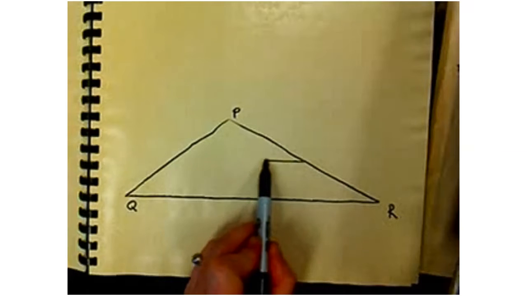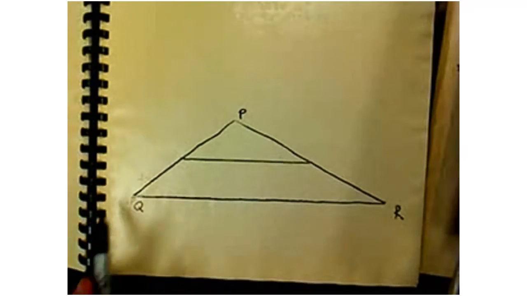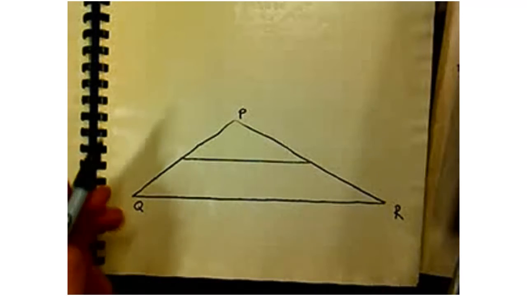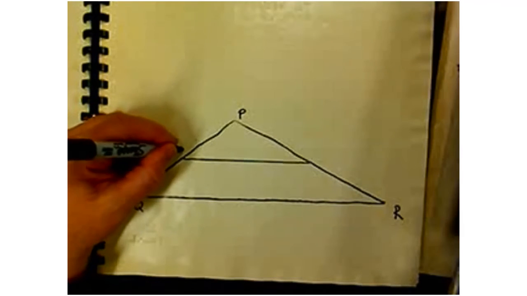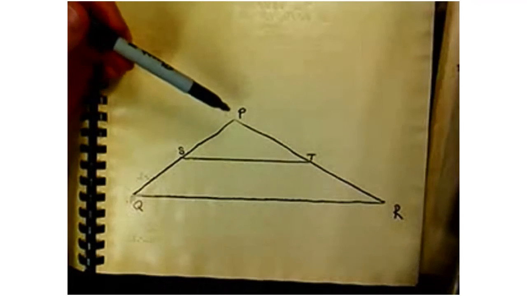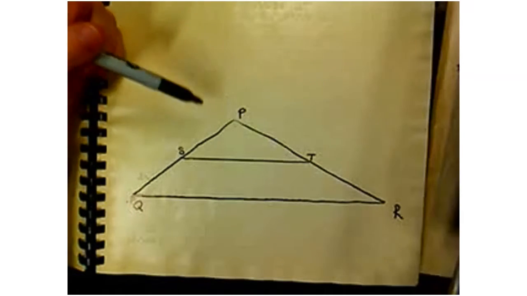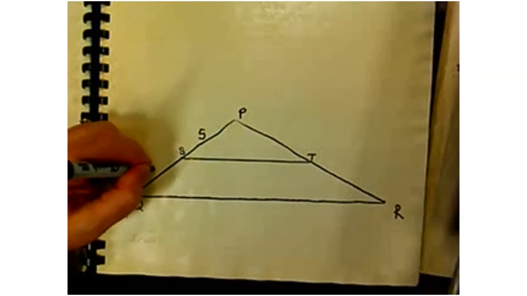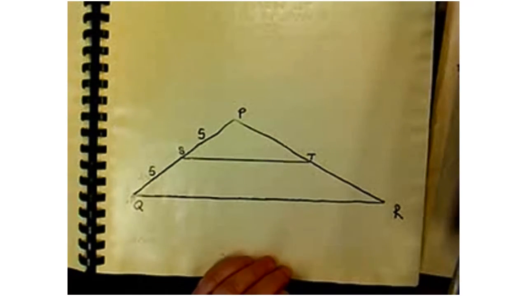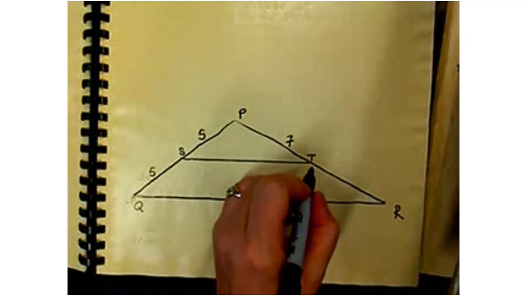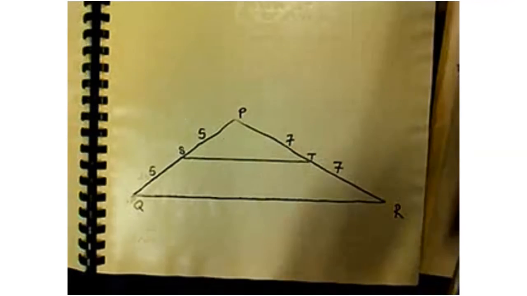And going through the triangle is a segment parallel, it looks like parallel to QR. We can prove that based on our last theorem. The line is ST. And then they've given us some measurements. P to S is 5 units. S to Q is 5 units. Oh, interesting. P to T is 7 units. And T to R is 7 units.